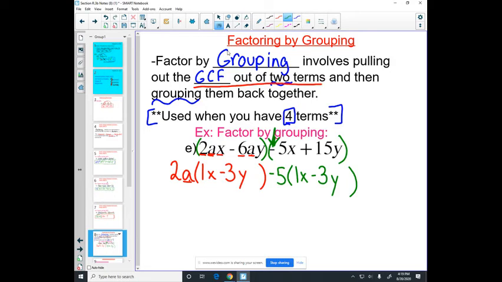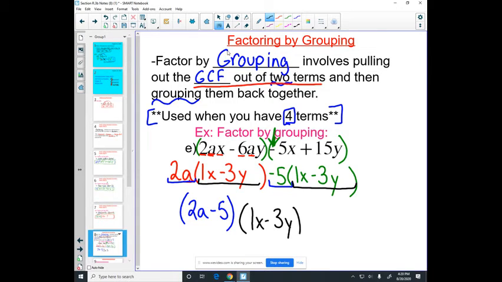Grouping the terms, pull out their GCF. Last step is group them back together. So I'm going to take this outside piece and group them back together: 2a minus 5. And then take this inside piece, 1x minus 3y, and group those back together as well. And that is our simplified polynomial. So that's how you factor by grouping. Group the first two terms together, pull out their GCF like we did here, and then group those back together. That's what the blue parentheses are.